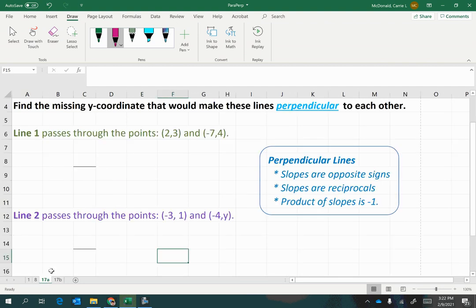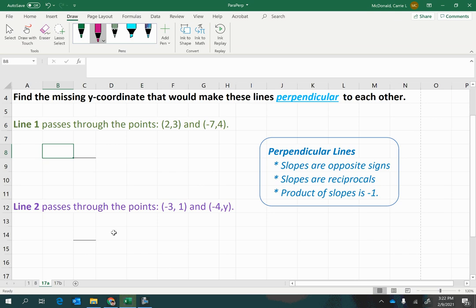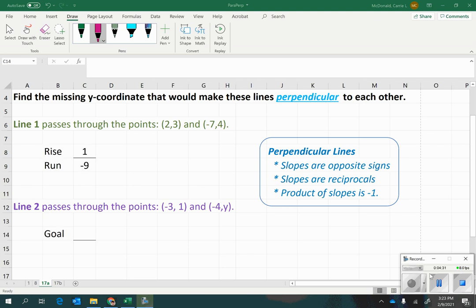Now, what if we had a similar question where we were asked to find the y value to make the lines perpendicular? Well, same process. We're going to find the slope of the first given line, and actually this is the same as the last one. So I'm going to just bring us up to the point where we would need to change our solution. Okay, so here we have that rise of 1 and that run of negative 9 again because it's the same two points.